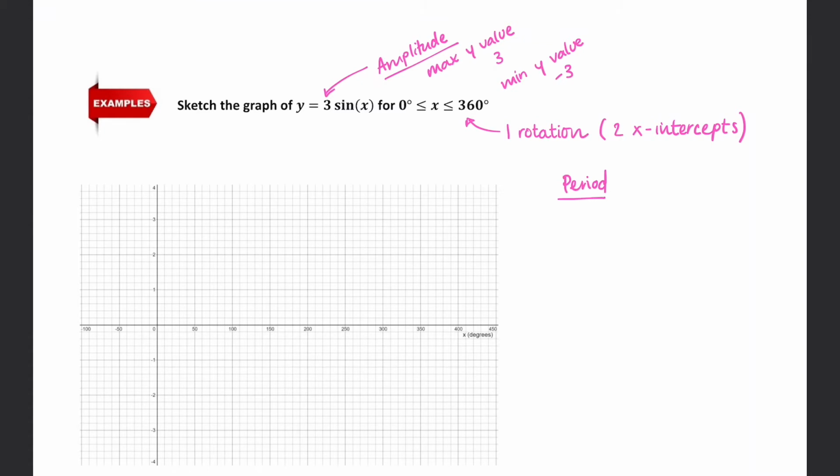So remember, to find the period of a sine graph, it's 2 pi divided by n. N is the coefficient of the x term, which in this case is 1. So that tells us that our period is 2 pi. Sorry, that's in radians. So it should be 360 degrees divided by n. So that means 360 degrees. We're going to have one full cycle with 2 intercepts within this restricted domain.